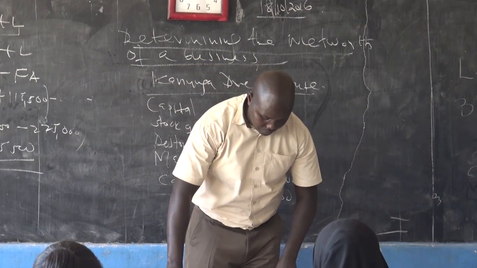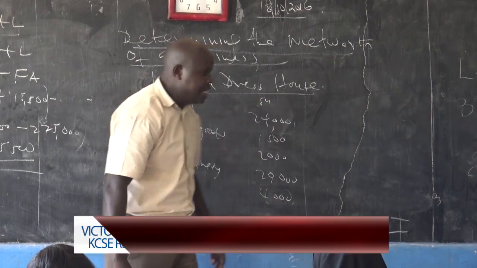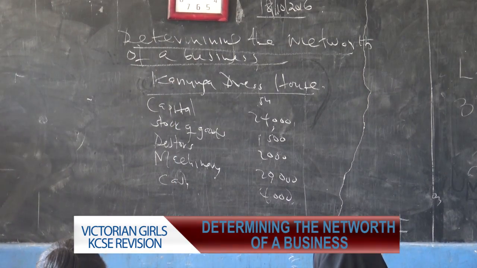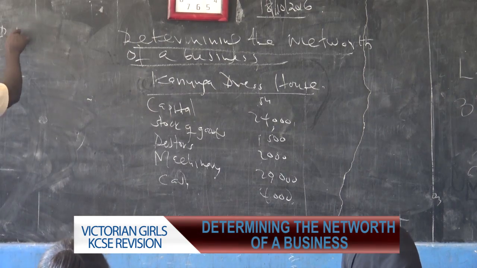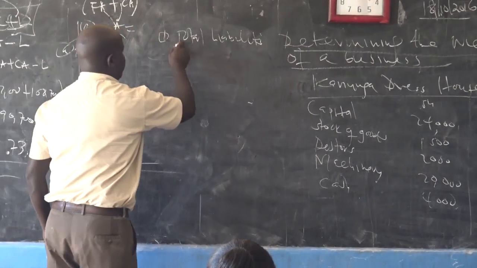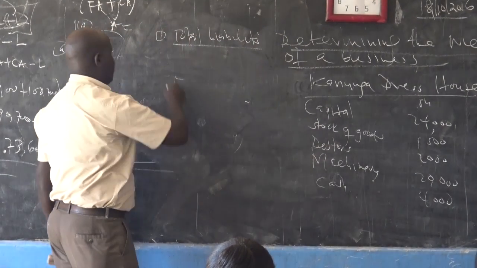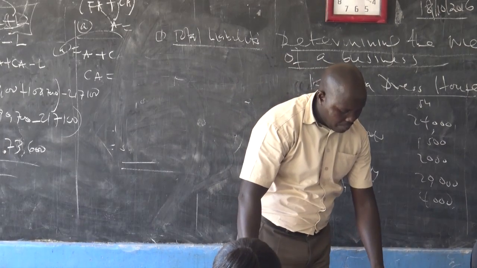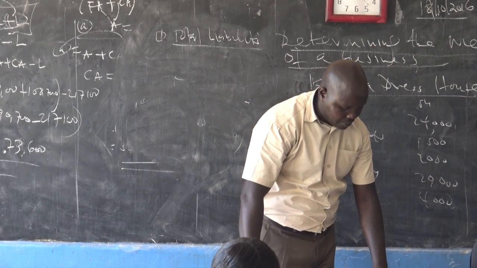Calculate, that is Roman 1: calculate total liabilities of the business. That is part Roman 1. Roman 2 is prepare a balance sheet as at the 1st December 2001.